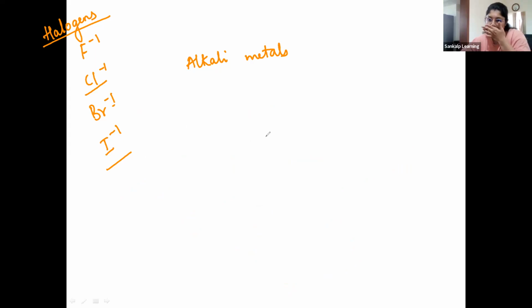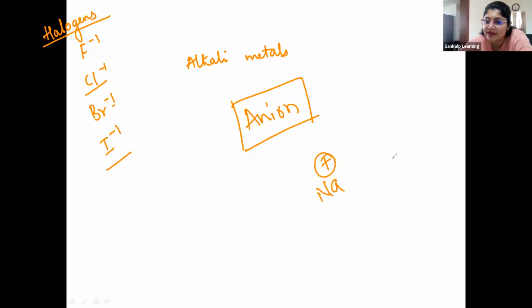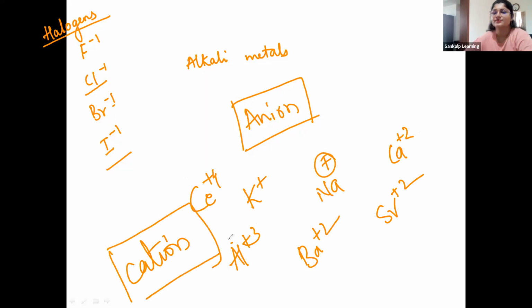If any element carries a negative charge, then they are called anion. Then when they have a positive charge, that is Na plus, Ca plus 2, Sr plus 2, Ba plus 2, K plus, aluminium plus 3, cerium plus 4, they are called cation. So, anion and cation.